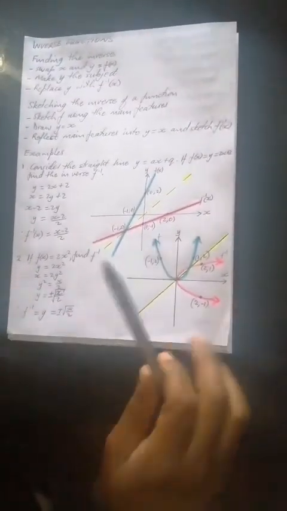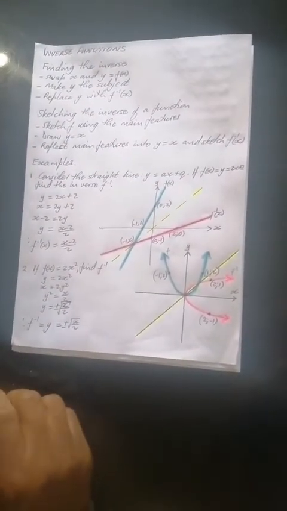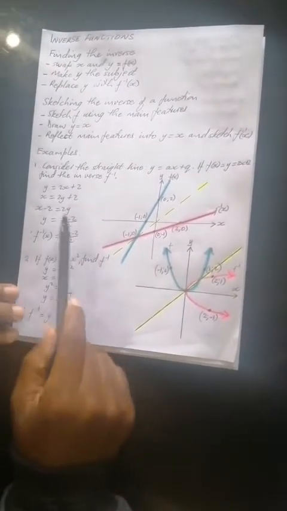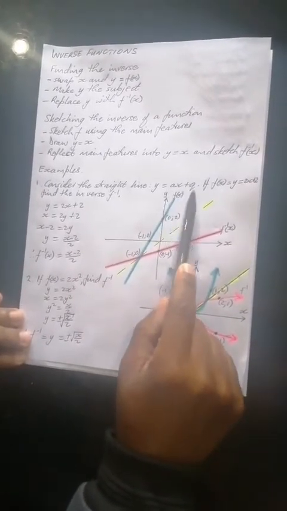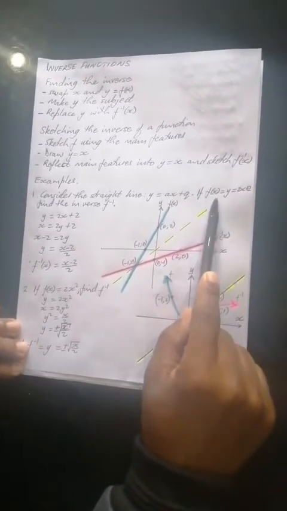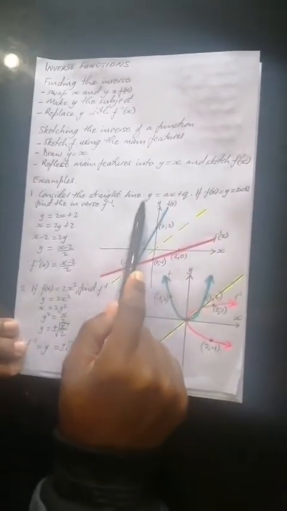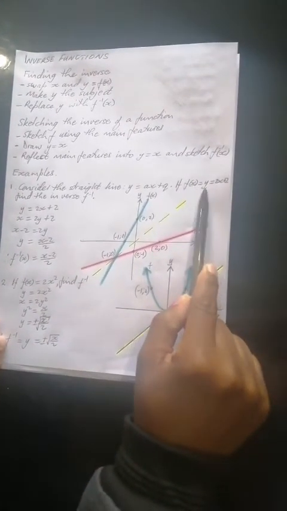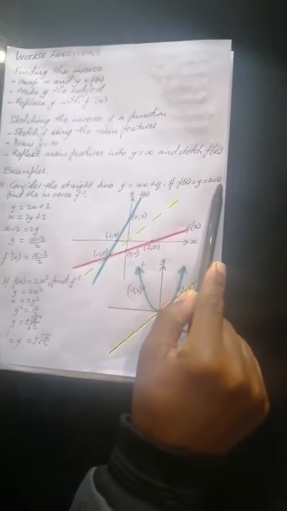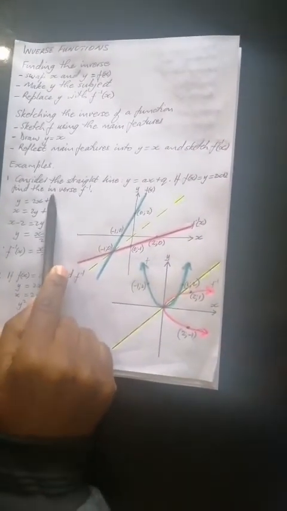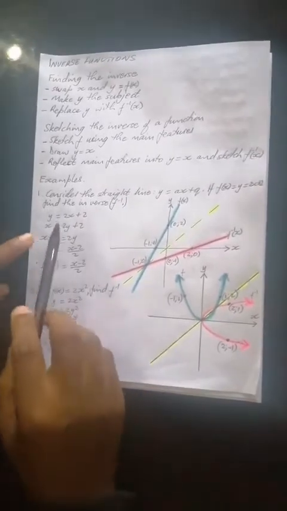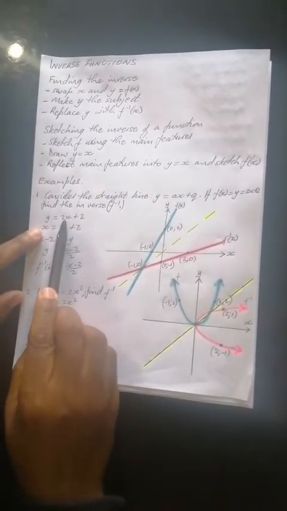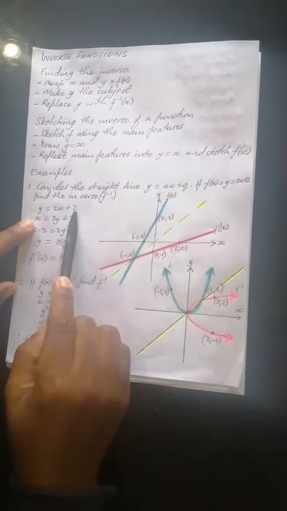I'm going to look at 3 examples, and we start with example number 1. I read: consider the straight line y is equal to ax plus q. If f of x, remember f of x is our y, if f of x is equal to y is equal to 2x plus 2, find the inverse, f inverse. In other words, this should be in brackets. So we start. y is equal to 2x plus 2.